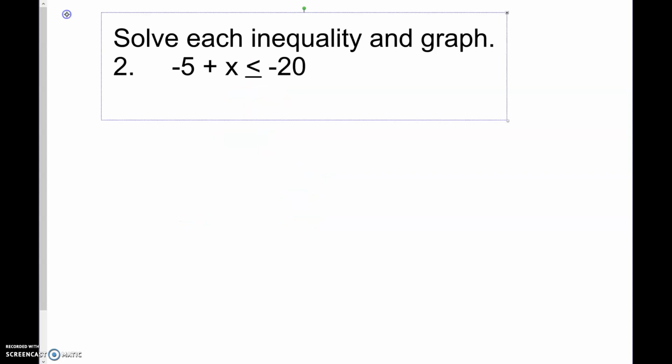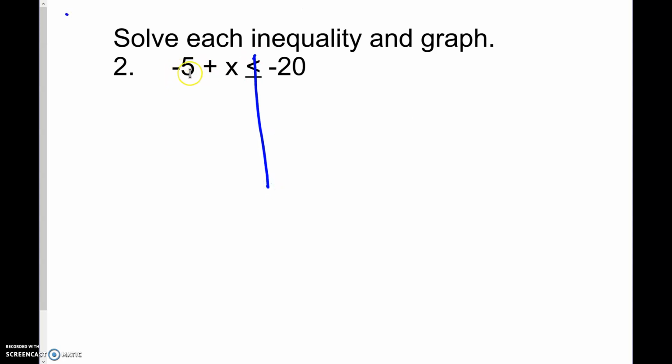All right, this one says -5, so I'm going to put my line in here. Because that says -5, the opposite of a -5 is going to be to add 5. So we have x is less than or equal to a -20. Whoops, I wrote 15. So that was only supposed to be a 5. So -20 plus 5 is a -15.